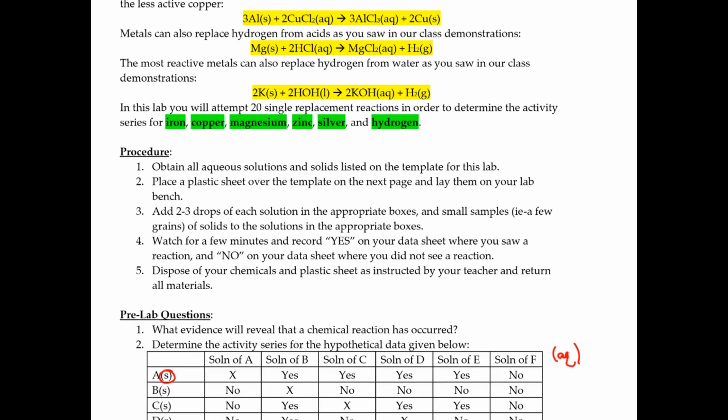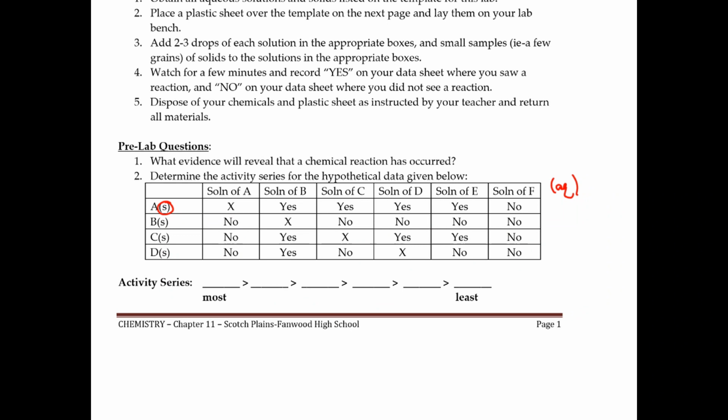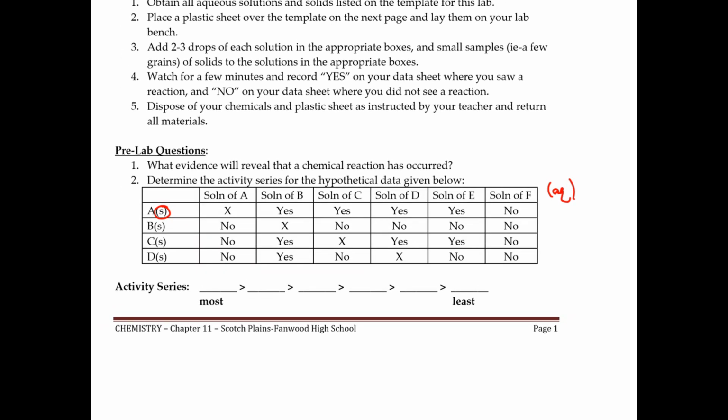So we're going to take a look at this chart and we're going to find out all the yeses. Let's find the element with the most yeses. So the element with the most yeses in this, let's count. The A has 1, 2, 3, 4. The B has none. The C has 1, 2, 3, and the D has 1, and that's it. So the one that has the most activity is the A.